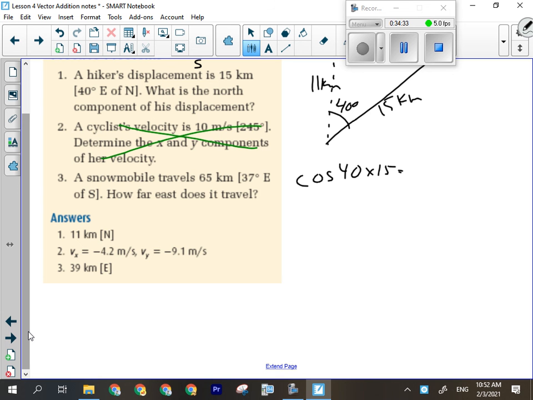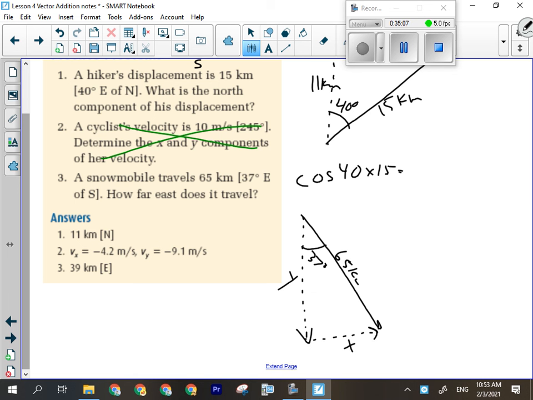Same idea with number 3. You've got a snowmobile that travels 65 kilometers, 37 degrees east of south. So I draw a reference line that's south because that's the reference direction. It's 37 degrees east of that, so I put my pen on that and go 37 degrees east of that. That would be my east component. That'll be my south component. That's 65 kilometers, that's 37 degrees. Now I've got my triangle.